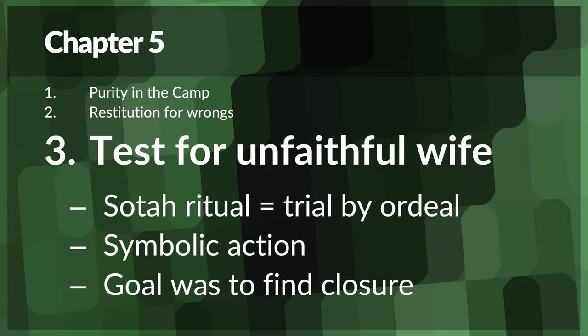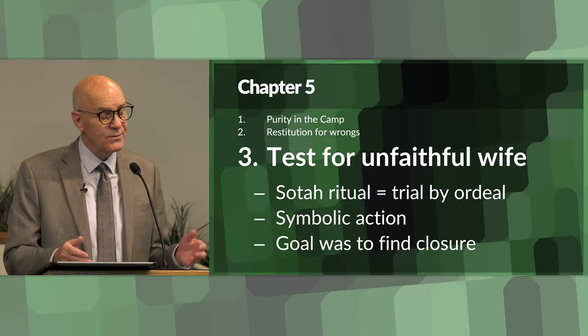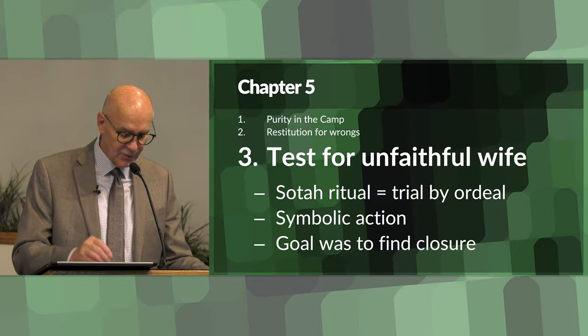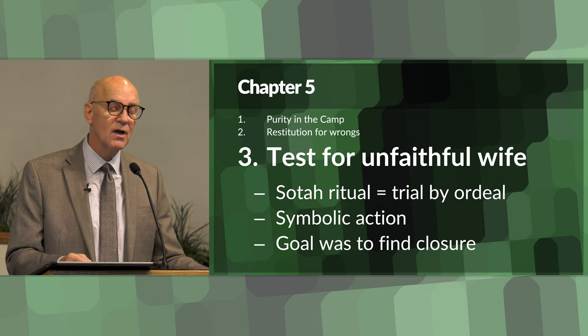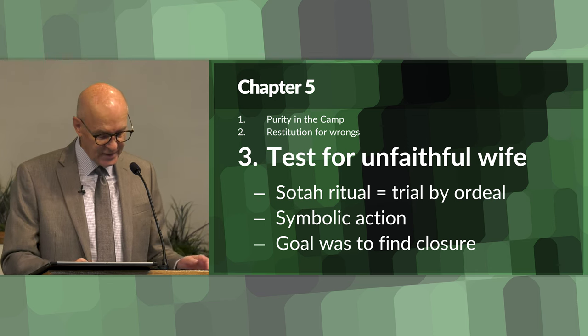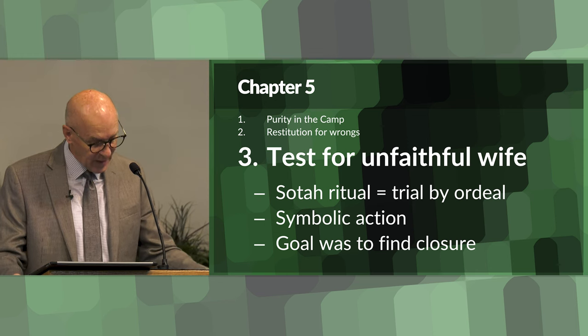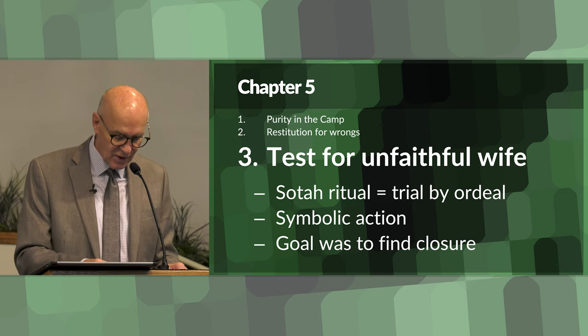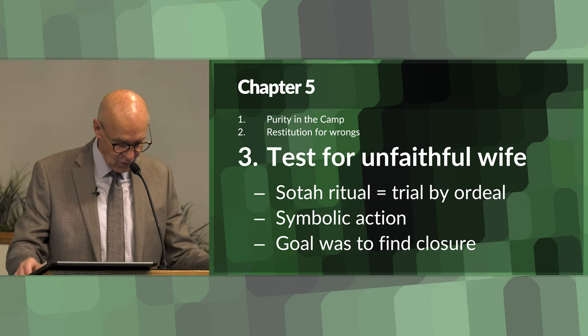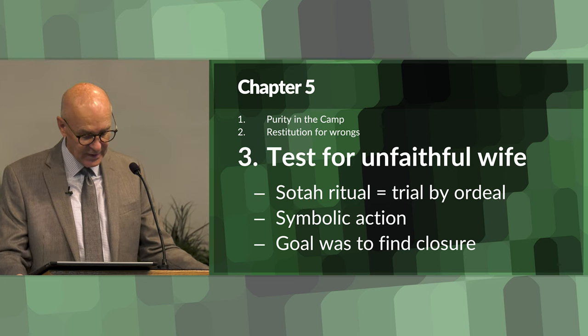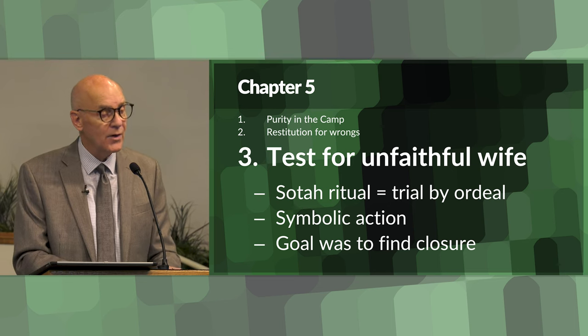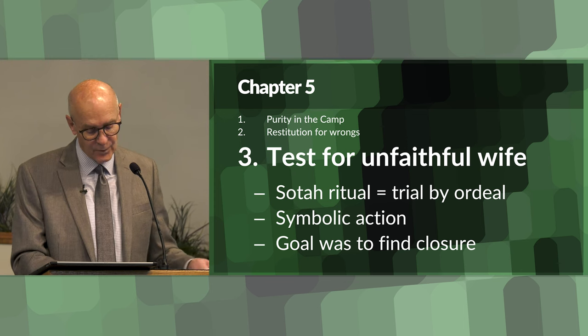Then there's the interesting information about the test for an unfaithful wife, chapter 5, 11 to 31. This test, rather, was a ritual to determine the guilt or the innocence of a wife who was accused of adultery. This reflects the concerns for familial integrity and of course the social order within the camp. This ritual aimed to address suspicions of infidelity and of course to restore family and communal harmony, reflecting the values that are placed on marriage and trust within families.